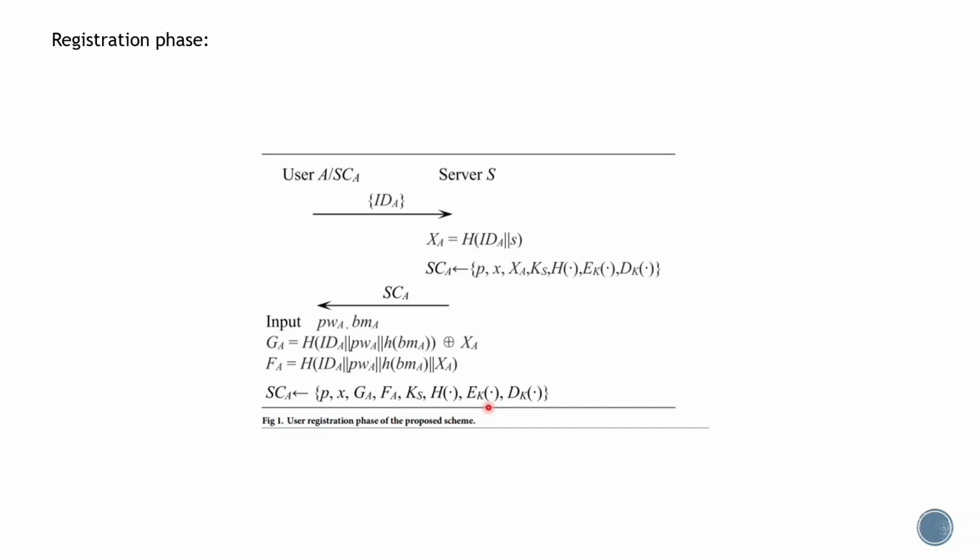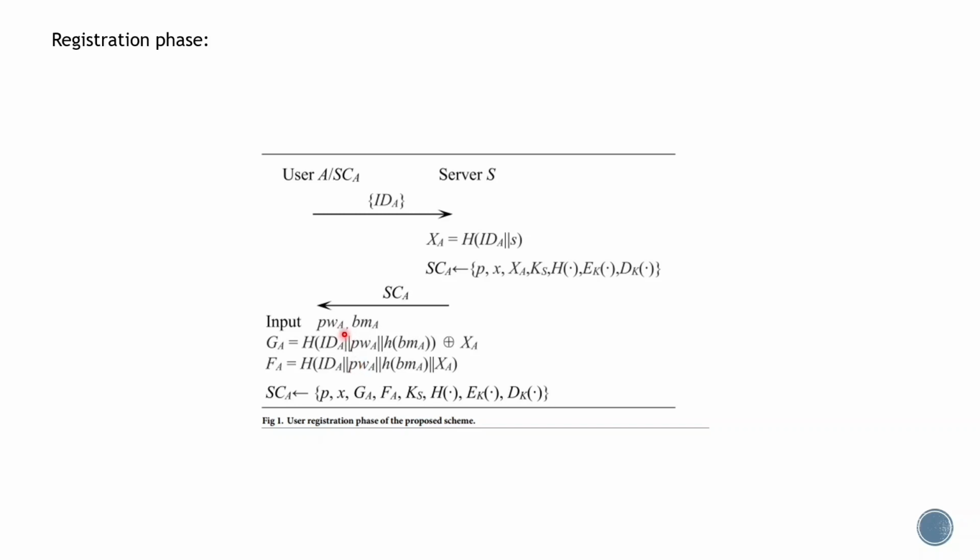And after the initializations are done, the user registration phase. The user A sends an identifier to the server through a secure channel. The server verifies if the user is already registered. If not, and if the user ID is available, it computes a value XA based on the user's input and this value S, which is the server's secret key. Now all the other values are calculated like a hash function, ek and dk, which are basically key values, and all these are stored on the smart card, and the smart card is sent back to the user.